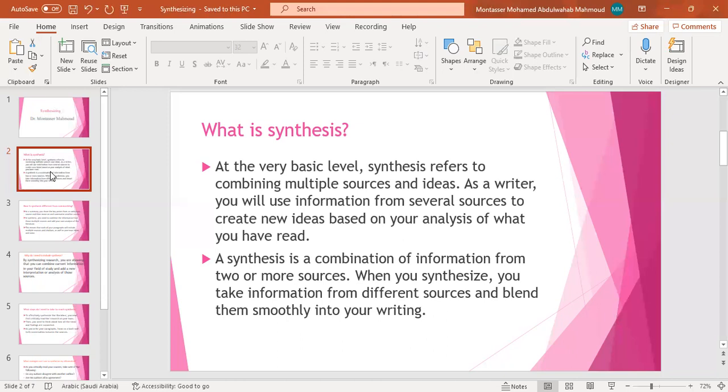You are going to read them very well. You are going to understand. You are going to analyze to be able to create new ideas. Because this process of synthesizing is a combination of information from two or more sources. And when you synthesize, you take information from different sources and you blend them smoothly into your writing.